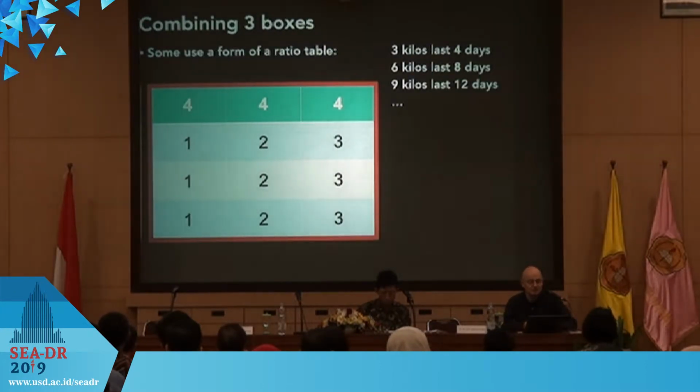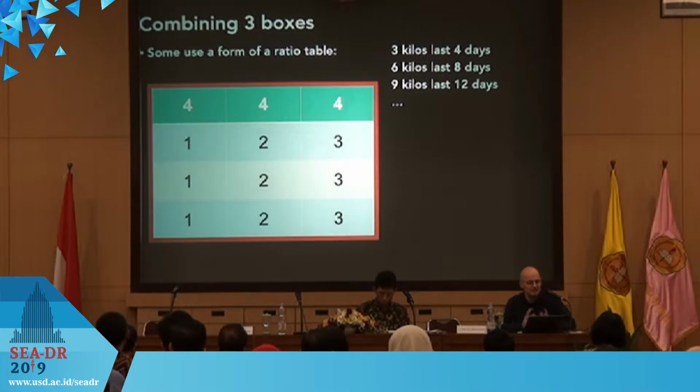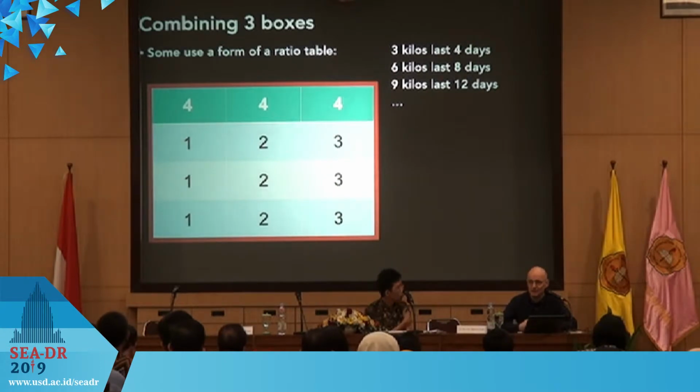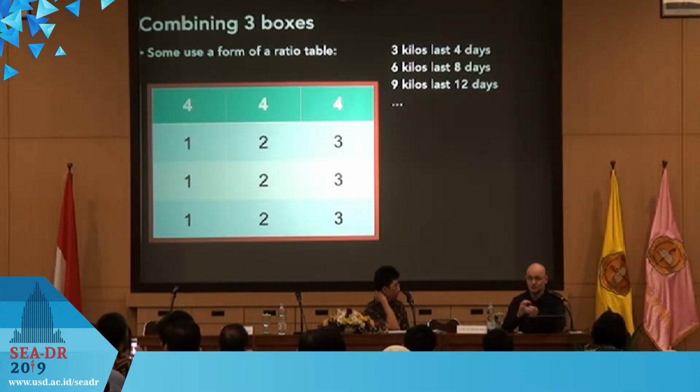Other children started that way, but then they discovered, hey, 3 kilos is the same as 4 days. Maybe I don't have to do everything, because if 3 kilos last 4 days, 6 kilos last 8 days. They started to use something you can call a ratio table. What is beautiful, because now I generalize.